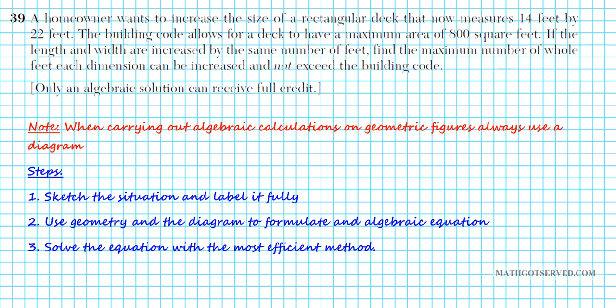All right, let's take a look at problem number 39, the last problem in this series. It says a homeowner wants to increase the size of a rectangular deck that now measures 14 feet by 22 feet. The building code allows for a deck to have a maximum area of 800 square feet. If the length and width are increased by the same number of feet, find the maximum number of whole feet each dimension can be increased and not exceed the building code. Only algebraic solutions can receive full credit, so that's a point you want to note.